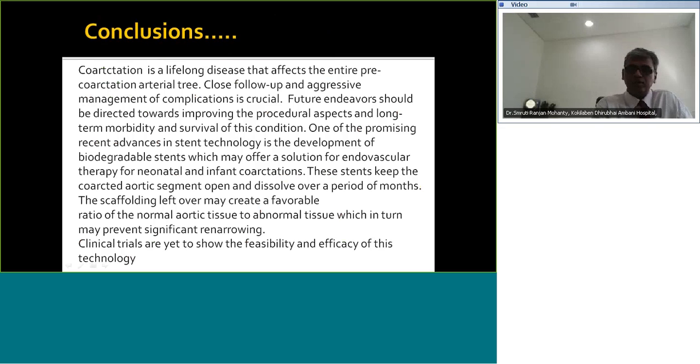These stents keep the coarcted aortic segment open, and they dissolve over a period of months. The scaffolding left over may create a favorable ratio of normal aortic tissue to abnormal aortic tissue, which in turn may prevent significant re-narrowing. Clinical trials are yet to show feasibility and efficacy of this technology.